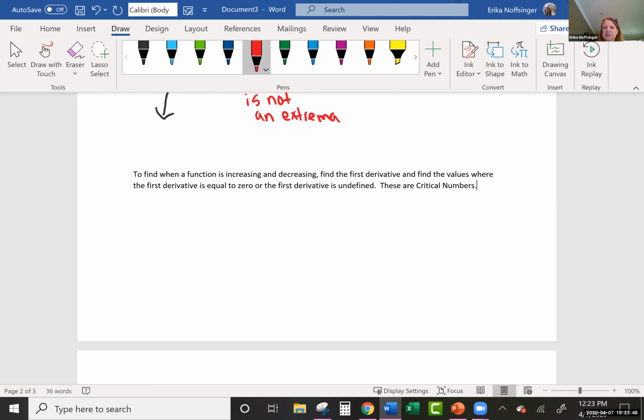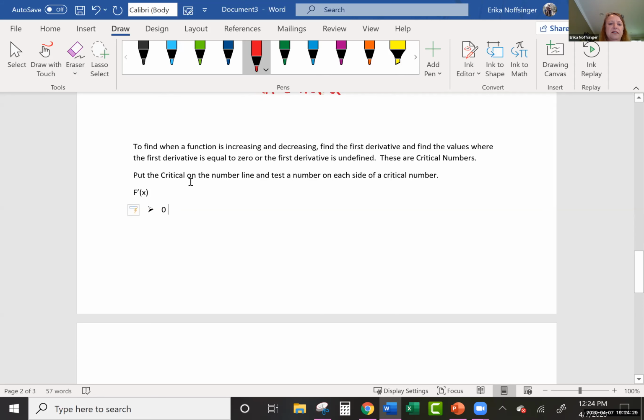And then once you find your critical numbers, you're going to put the critical numbers on the number line and test a number on each side of a critical number. And we know that if the derivative was greater than 0, it's increasing. And if it was less than 0, it's decreasing.